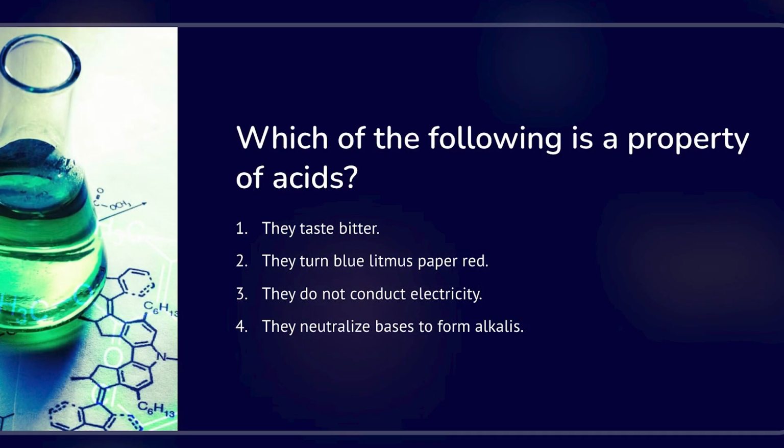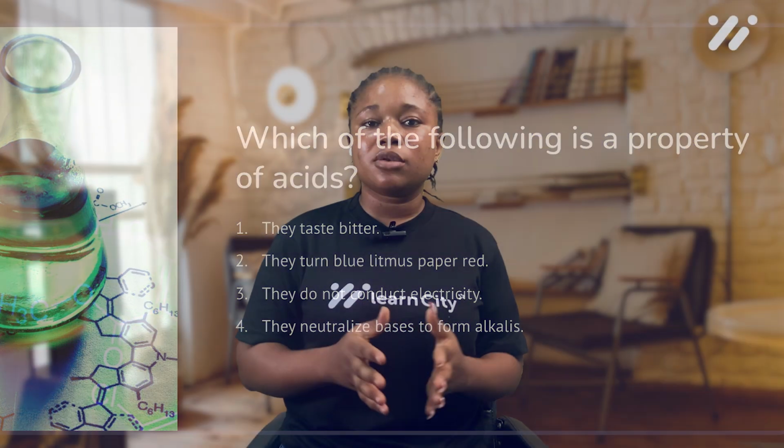Alright, it's time for a quick quiz. I'll ask you a few questions and I want you to answer in the comment section below. Which of the following is a property of acids? First, they taste bitter. Second, they turn blue litmus paper red. Third, they do not conduct electricity. And fourth, they neutralize bases to form alkalis. Type your answer below and I'll give you the correct one in just a moment.